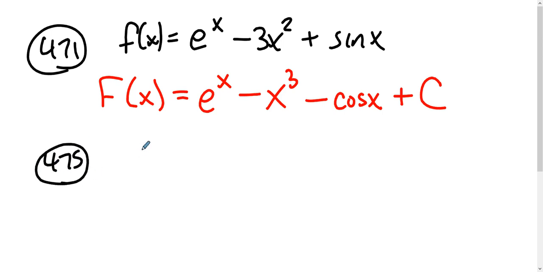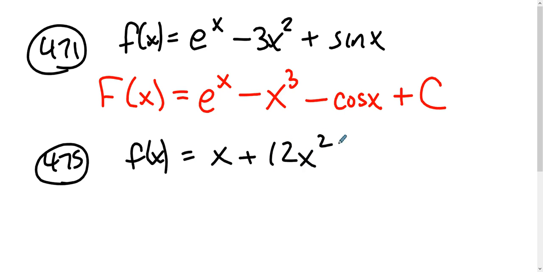475 asks you to find the antiderivative of this. And this gives us a chance to talk about the power rule as it reverses. The antiderivative, something whose derivative is x. Well, if we had an x squared, the 2 would come down in front, and then the power would decrease to 1, but then there'd be a 2 in front. So we need something that neutralizes the 2 that's going to come in front.